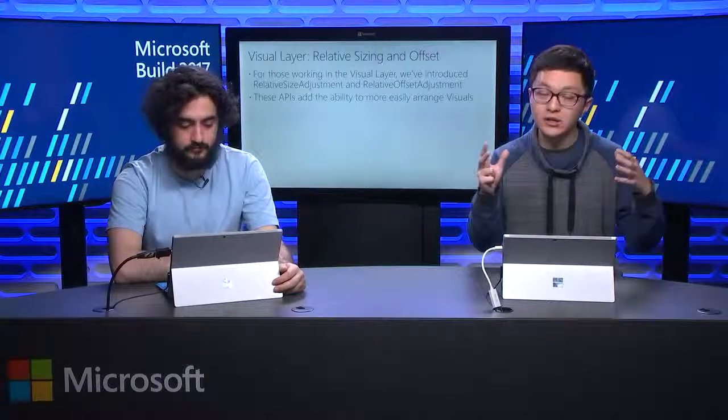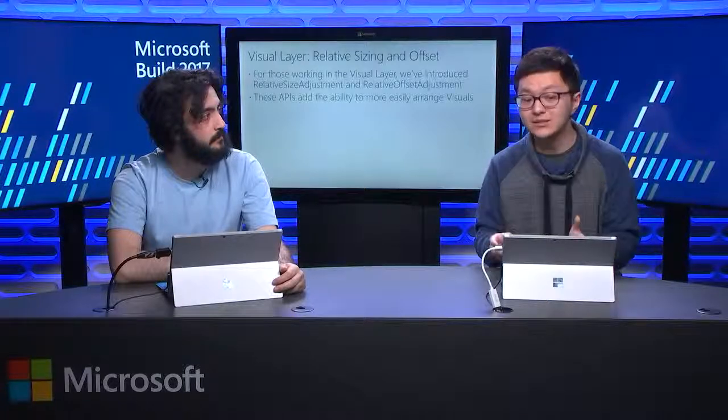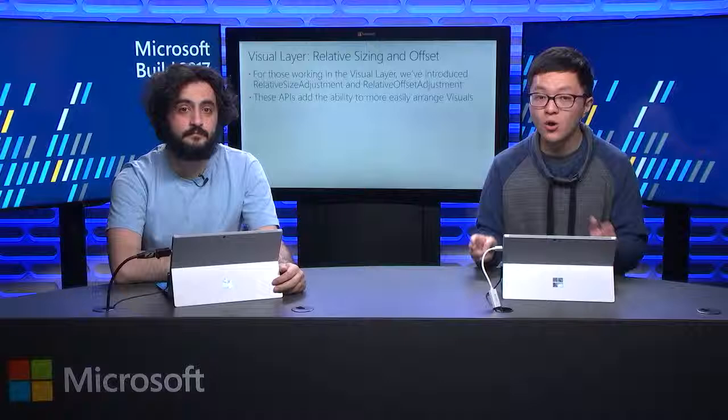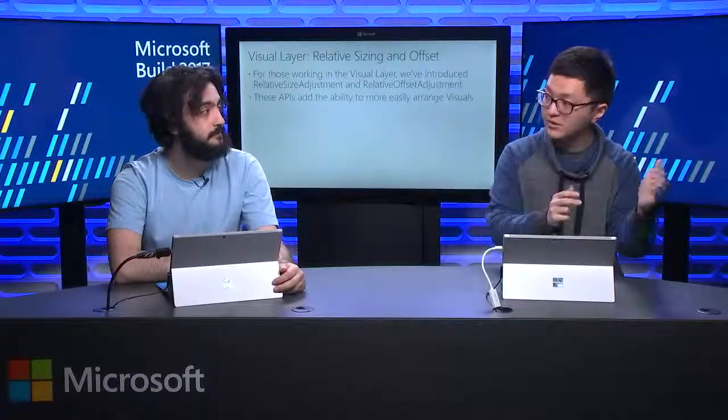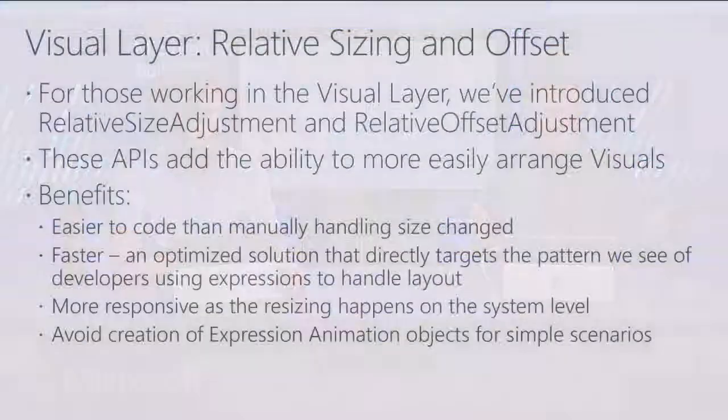So before, it's completely possible and it's performant with expressions. We wanted to make that experience easier. So we've added relative size adjustment and relative offset adjustment, which allow you to specify the size of your visual relative to the size of your parent. And so there are a lot of benefits, including performance benefits. It's much easier to use, as we'll see in the demo. But rather than walking you through all of that, let's just go straight into the demo on the other machine.